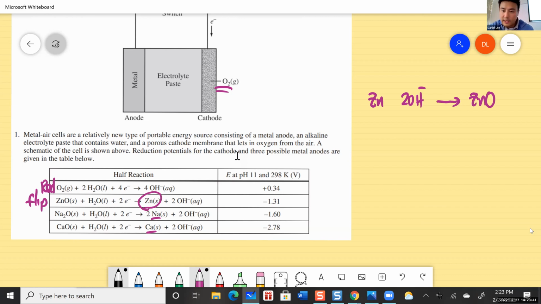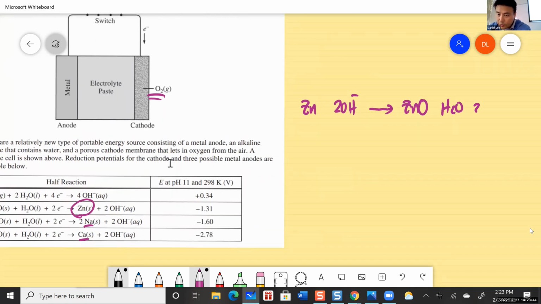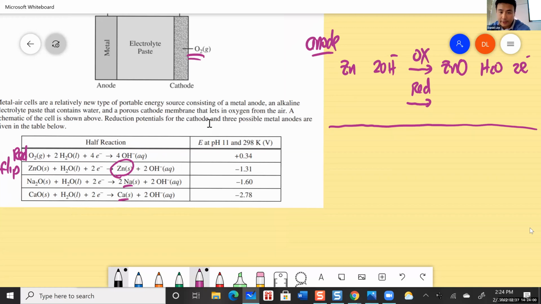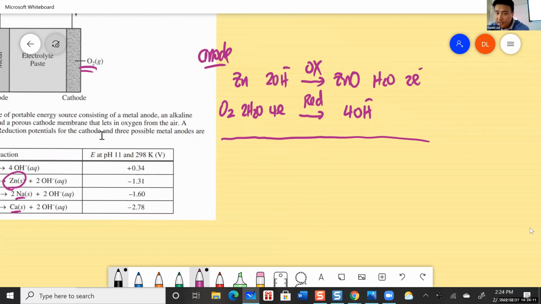And zinc oxide, water, and 2 electrons. This is oxidation, so this is your anode. And I'm going to write the reduction on the bottom so we can add the half reactions together and balance it. The reduction, again, you don't memorize this, you're given that. So it's oxygen plus 2 water plus 4 electrons, and that will produce 4 OH minus. And I'm going to carry the E value here. So the oxidation now becomes positive 1.31 volts because I flipped it. The reduction remained at positive 0.34 volts.